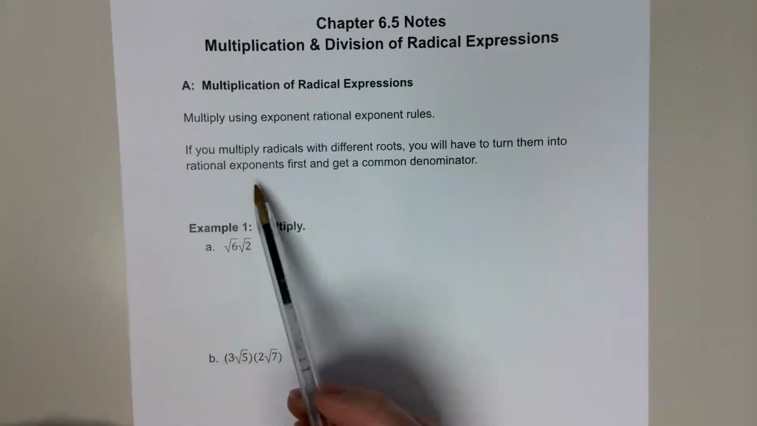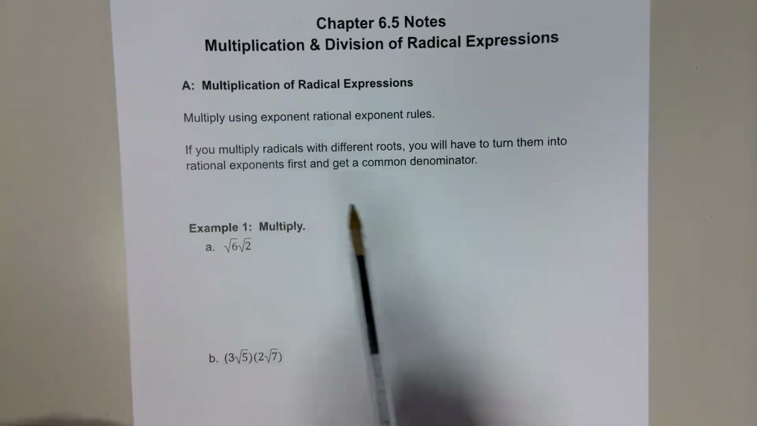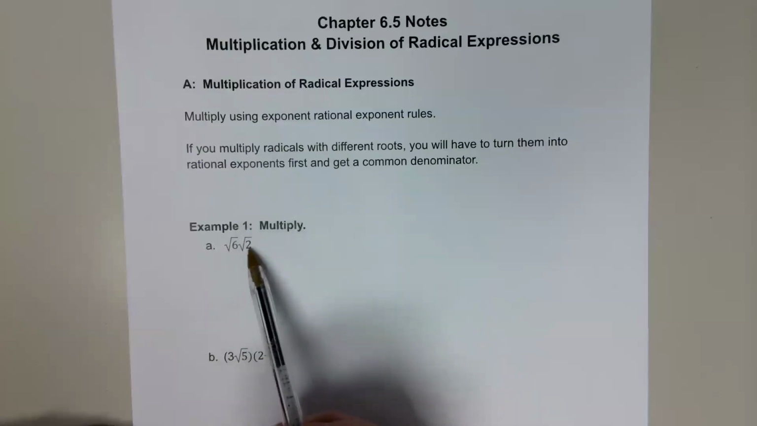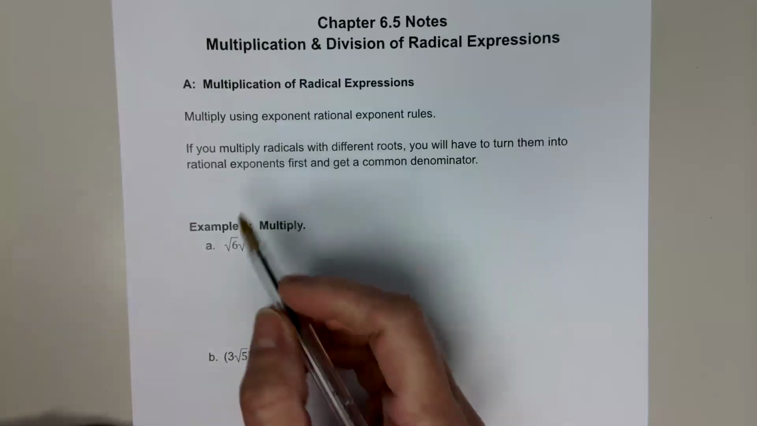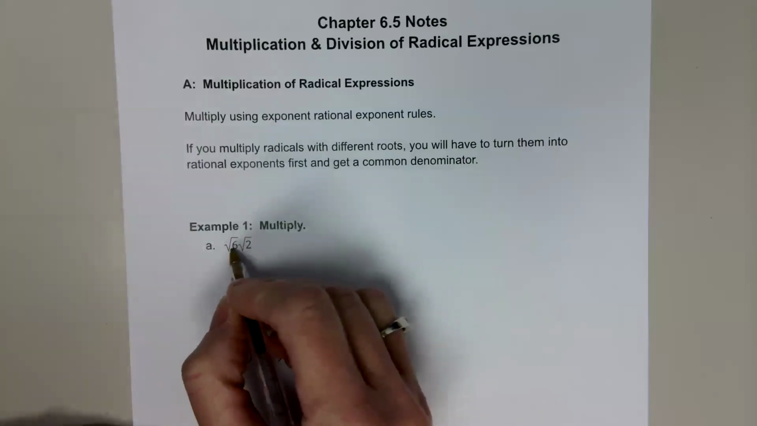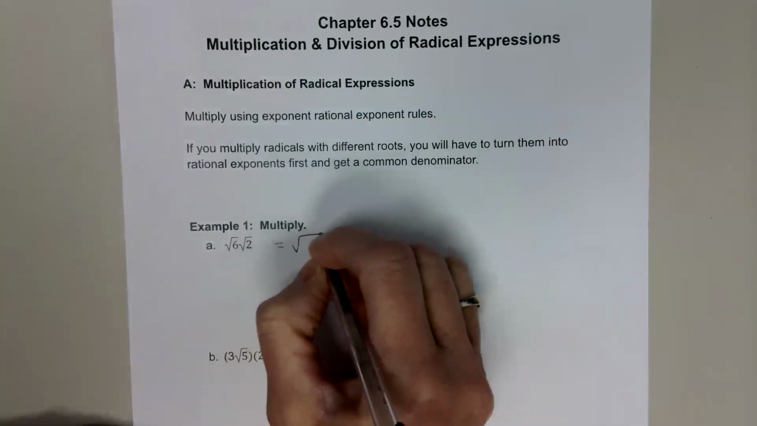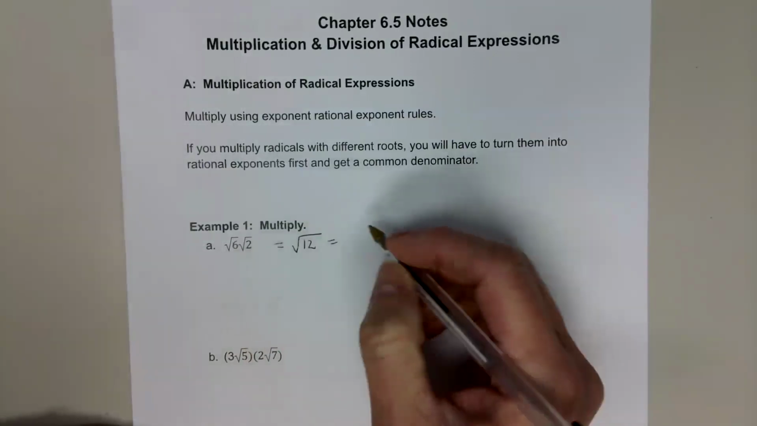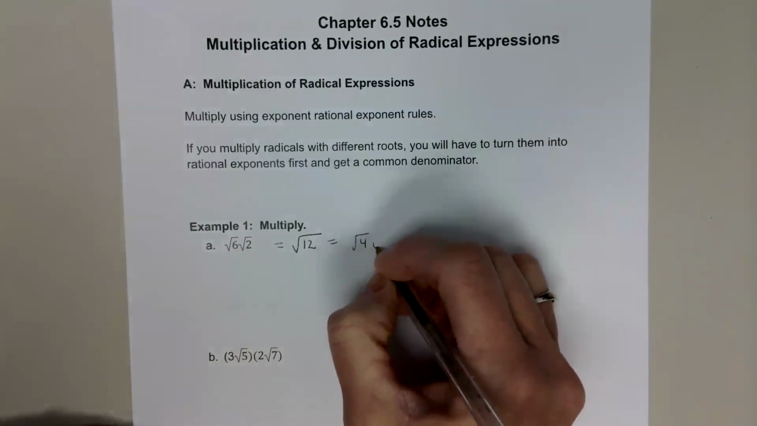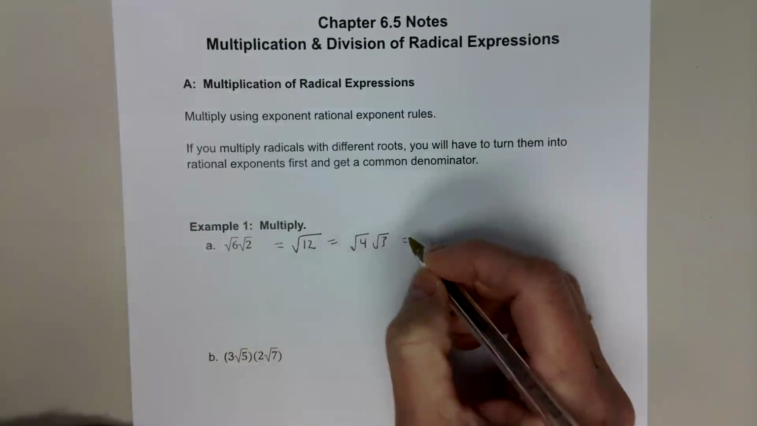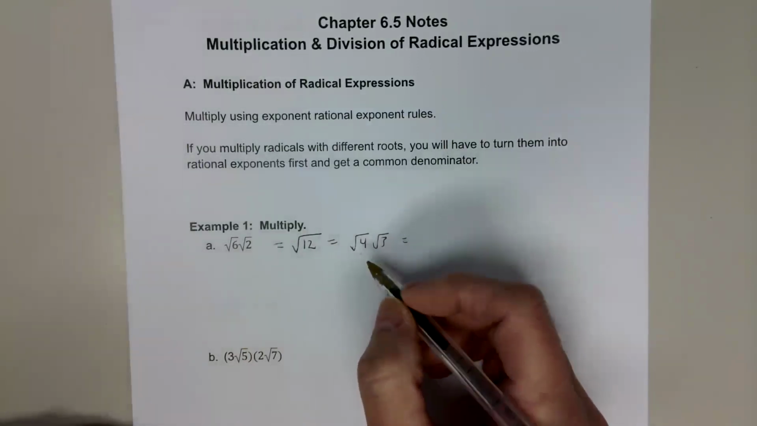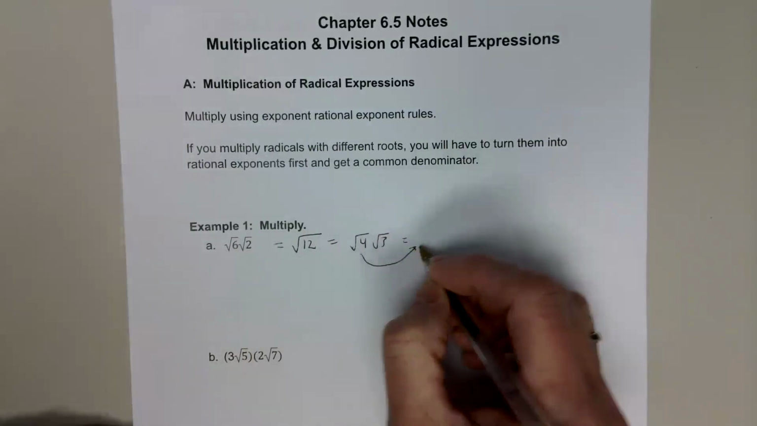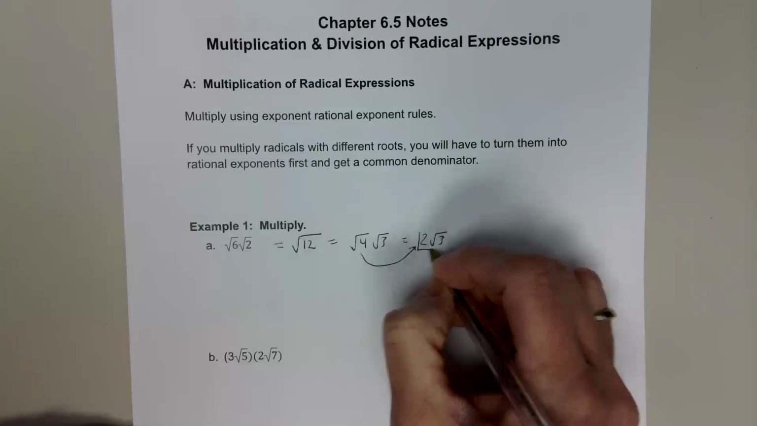We're also multiplying. As long as our radicals have the same root, we can multiply what's under the radicand. For instance, these are both square roots, so it'll still just be the square root of 6 times 2, which is 12. And then we should simplify that into factors that can be rationalized. The square root of 4 is 2, so this could be 2 times the square root of 3.